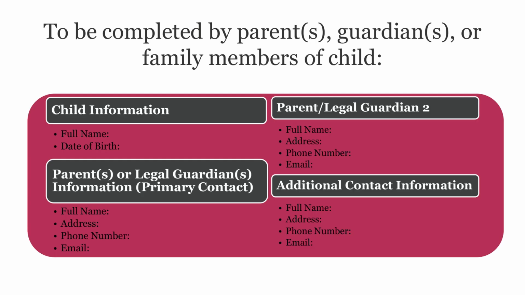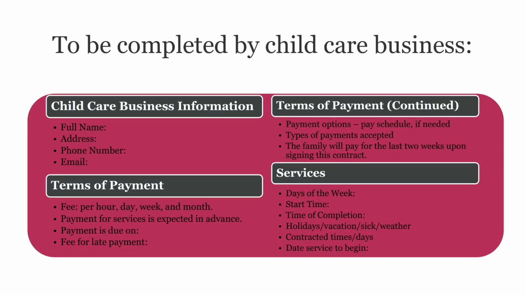The family will complete this section: the child's full name and date of birth, both parents and or legal guardians' information, as well as any additional contact information, including full name, address, phone number, and email. The child care business will complete this section.